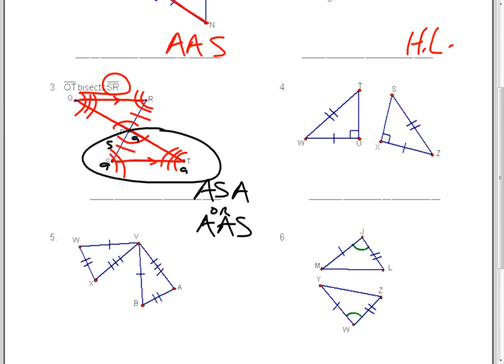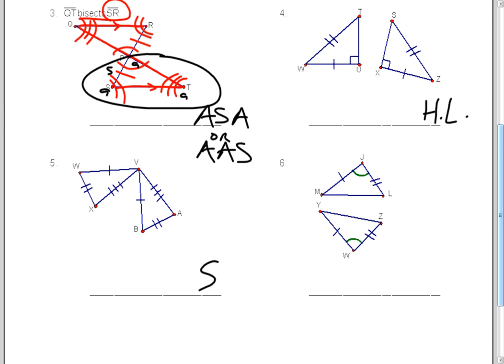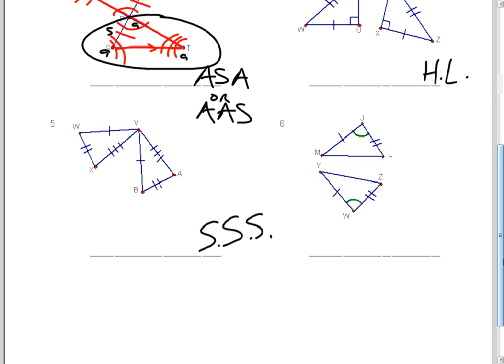What's number 4? HL. Number 5, very easy to tell. SSS. I'm going to do the congruent statement for that one, because some people are getting that incorrect. If I say WVX, what corresponds to the W? D. It didn't flip, it just slid.